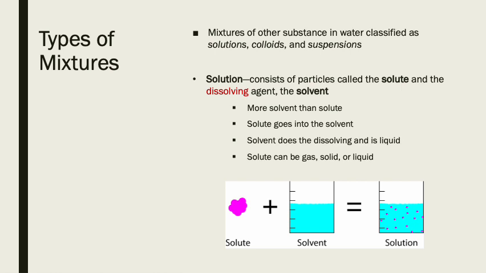If I'm making Kool-Aid, I'm going to have water as my solvent, right? Because that's what I'm putting the stuff into. And I would have more water than Kool-Aid, and more water than sugar, because the water can't dissolve it if there's not more. It has to have more to do all of the dissolving. So the solvent is the dissolving agent, and the solute is the thing being dissolved.